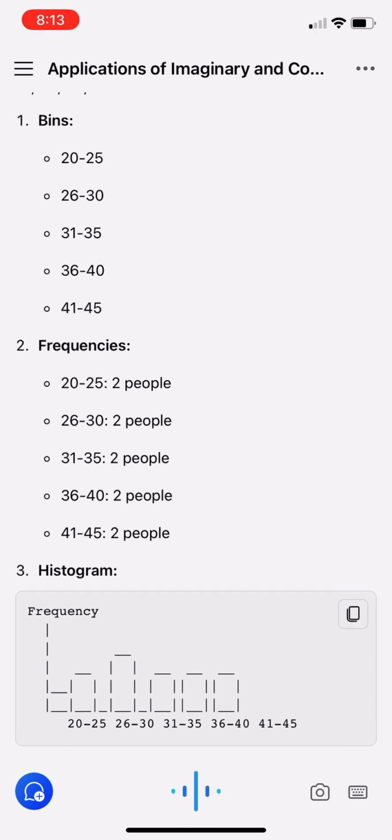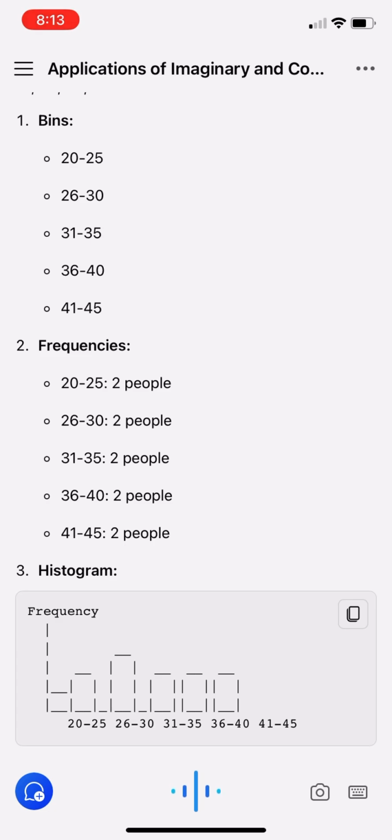26 to 30, 2 people. 31 to 35, 2 people. 36 to 40, 2 people. 41 to 45, 2 people. Histogram. Frequency. 20 to 25, 26 to 30, 31 to 35, 36 to 40, 41 to 45.